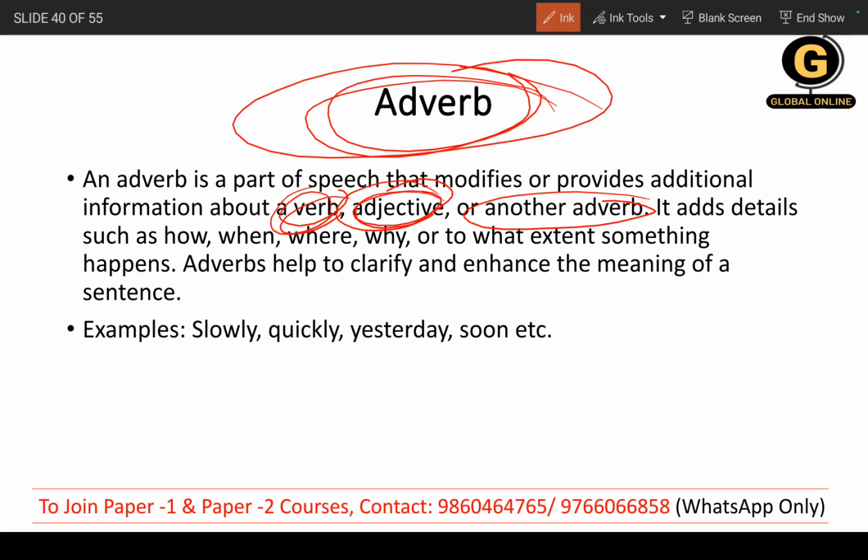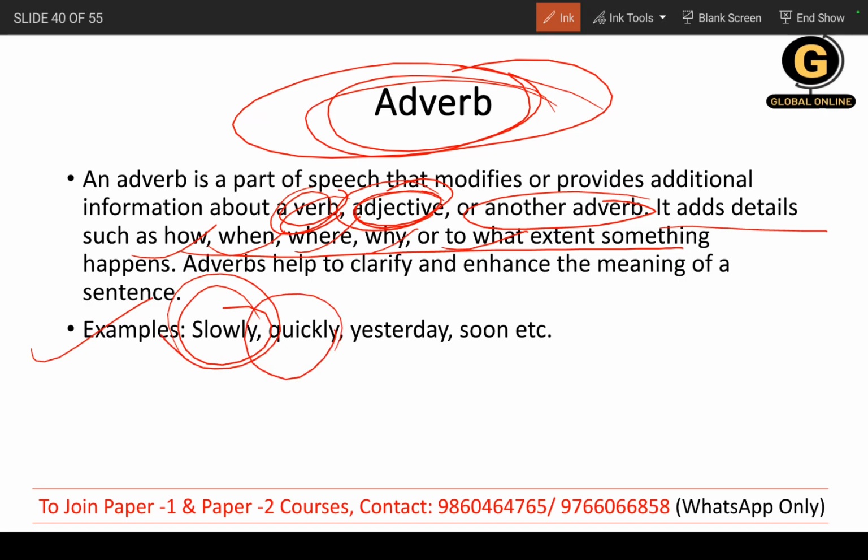It adds details about how something is happening, or when something is going to happen, or where something is happening, or why that is happening, and to what extent that thing is happening. These are the questions an adverb helps to answer. For example, slowly. If something is going on, how is it going? We'll say slowly, or we'll say quickly it is happening, right?